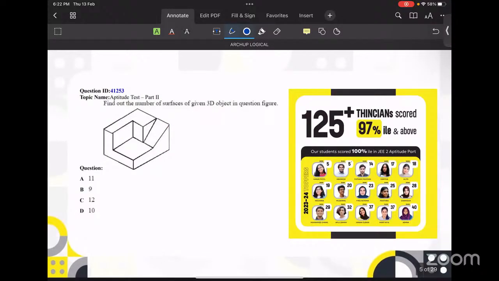Now, the next one is about the number of surfaces of the given 3D object. So we are using the VA method. We will go for counting visible surfaces first, then go for invisible. So we have a checklist. Over here in this figure, visible: top, right, front. Invisible sides: bottom, left, rear. These are the surfaces with us.